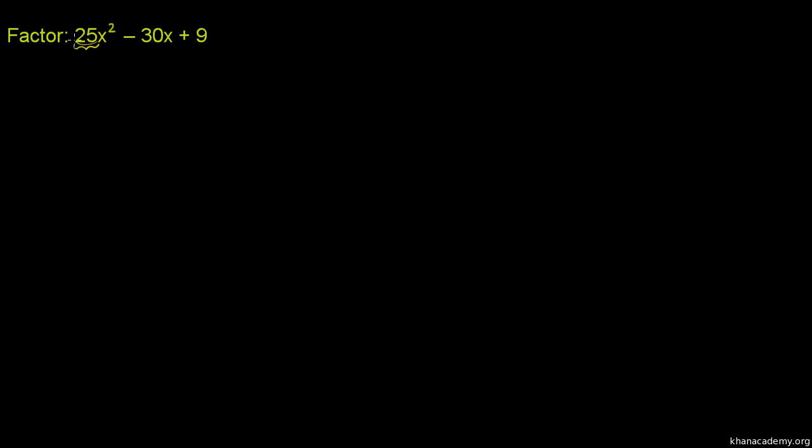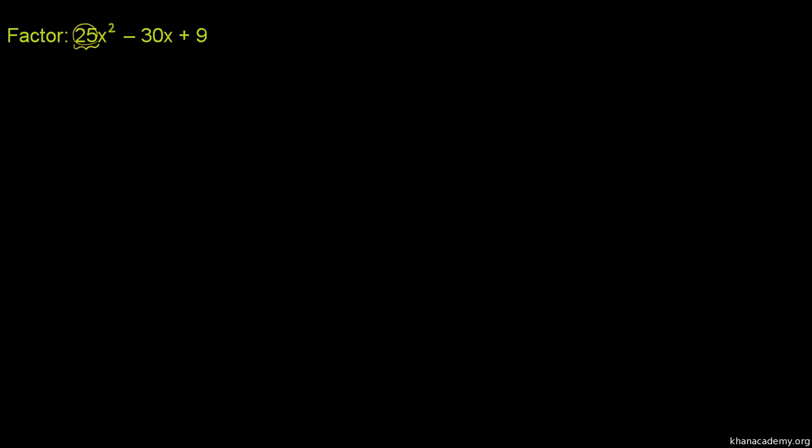25 is a perfect square. And so 25x squared is a perfect square. It's the square of 5x. And then 9 is also a perfect square. It's the square of 3. Or actually, it could be the square of negative 3. This could also be the square of negative 5x. So maybe, just maybe, this could be a perfect square.